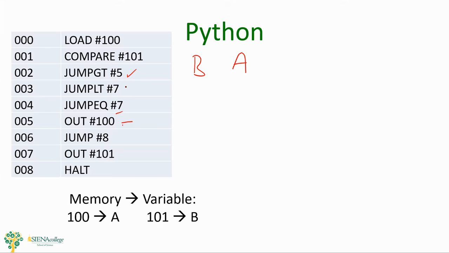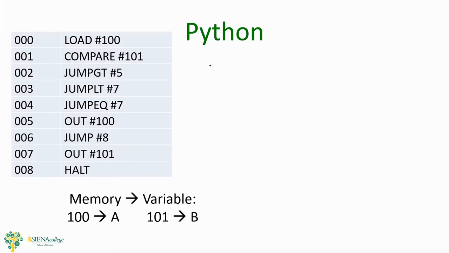If B is less than A, we're going to jump to line 7 and print out B. If the two of them are equal, we'll also go to line 7 and print out B.